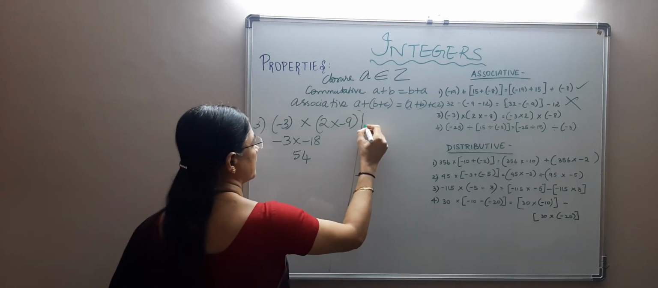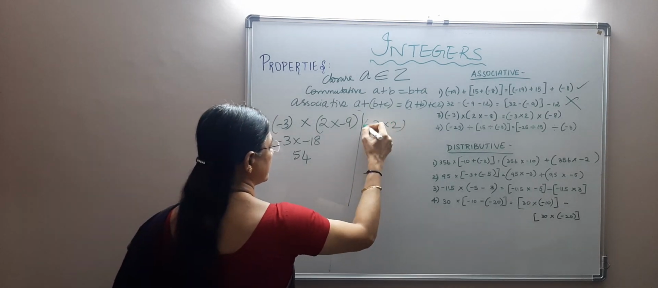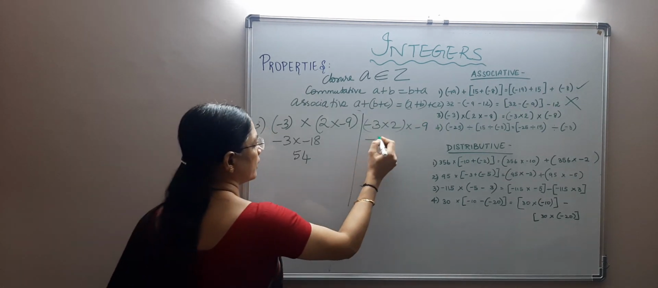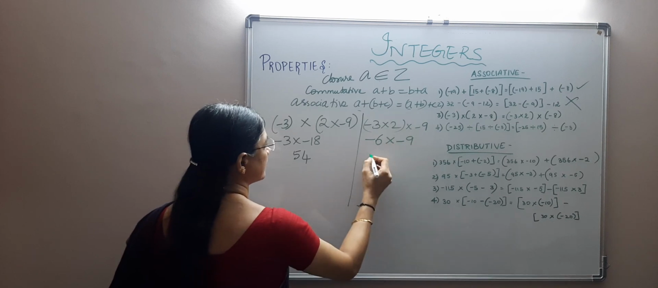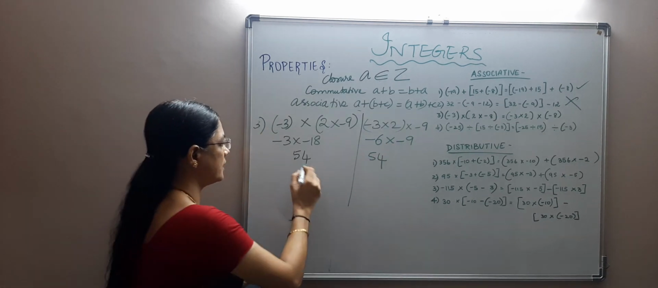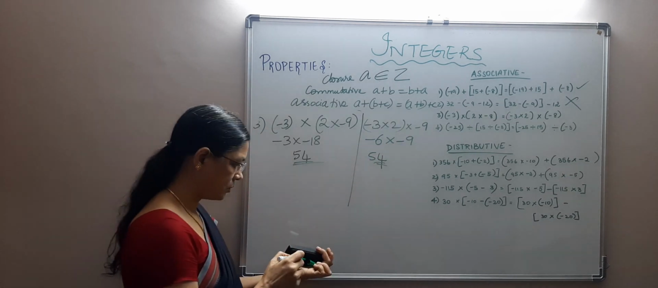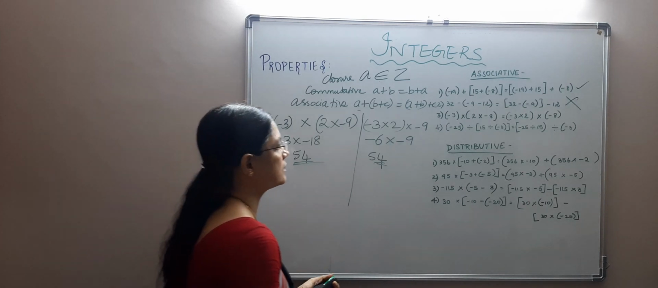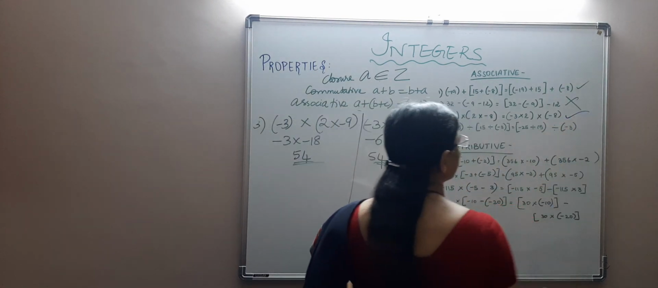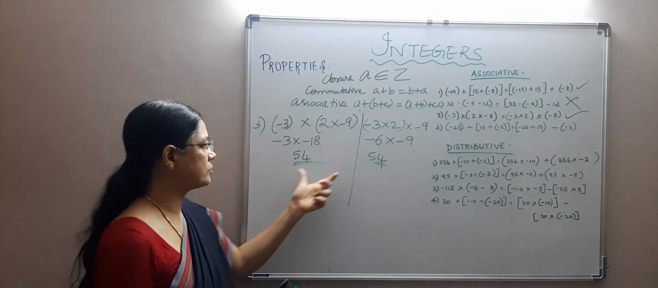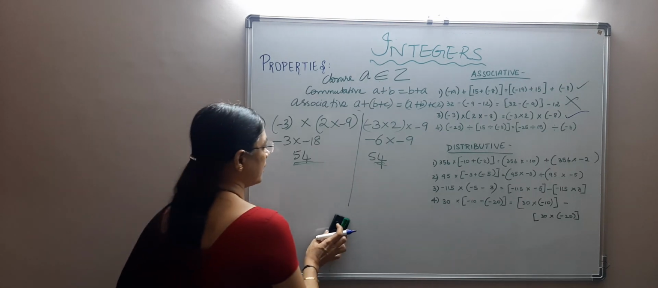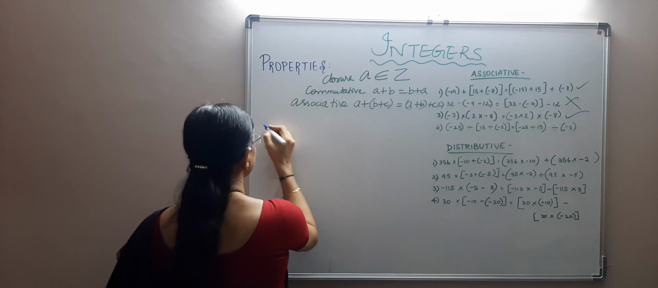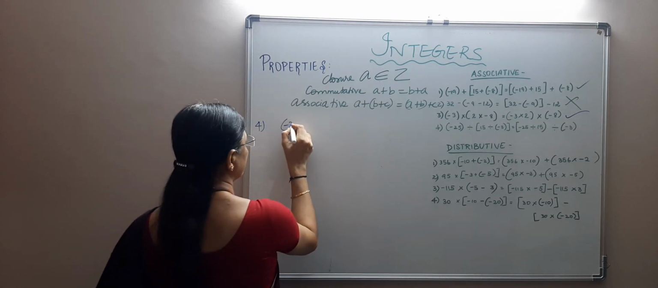Now we'll do the RHS part. Minus 3 into 2, associating 2 with 3 and then with minus 9. Okay, what do you get? Minus 6 into minus 9, again it is plus 54. See, both the results are equal. So what do we conclude? We conclude that integers obey the associative property for multiplication, because we have the same answers here. Okay, now the fourth sum is check the associative property for division.